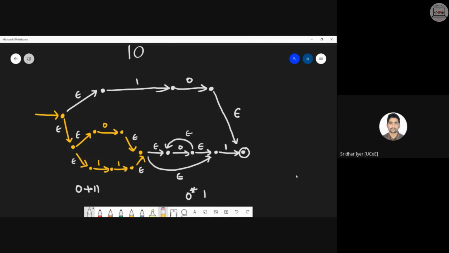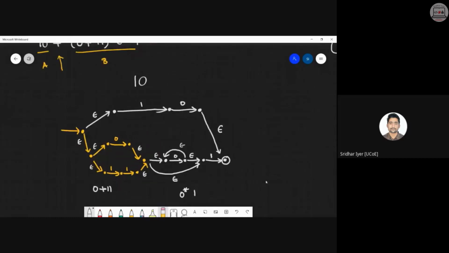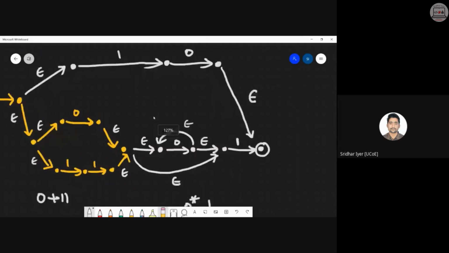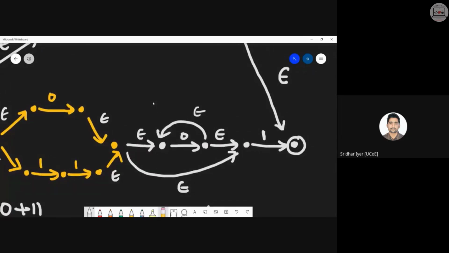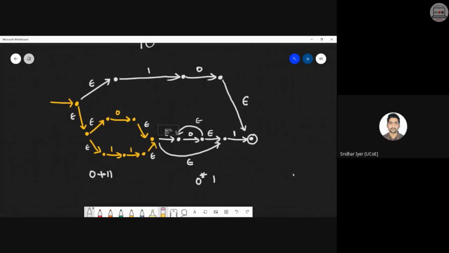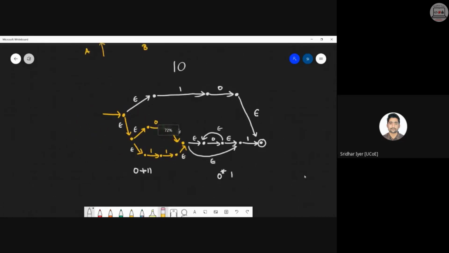I got it in 15 states, and this is the absolute perfect answer. You can have more states, as I told you. You can add one extra. You might have added one extra epsilon over here. That's okay, no issues. But don't skip that epsilon. So it cannot be 14 states. It can be 16 states. But the perfect answer is 15.